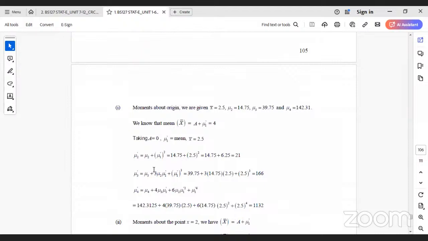That is the mu2 formula. Mu2 plus mu1 dash whole square. Mu2 is 14.75 plus mu1 dash 2.5 whole square. That is, the value is 21.